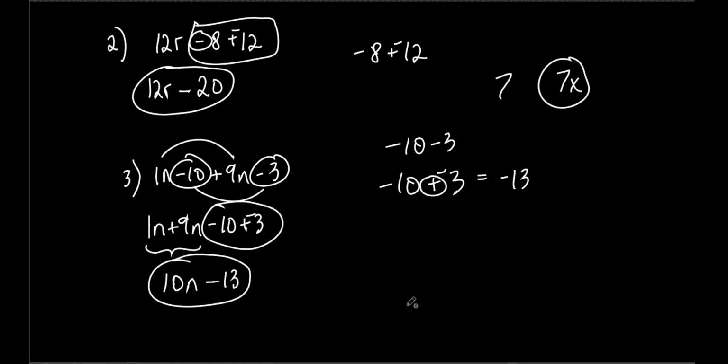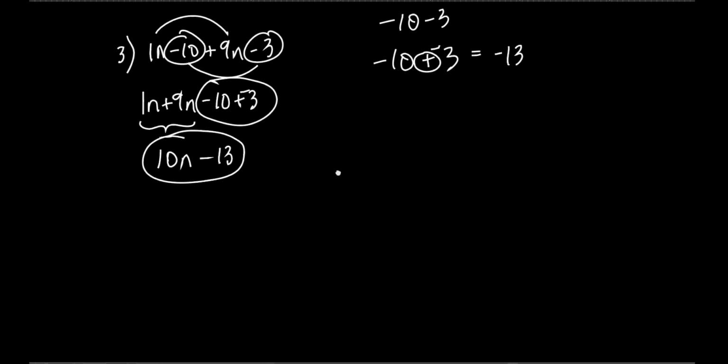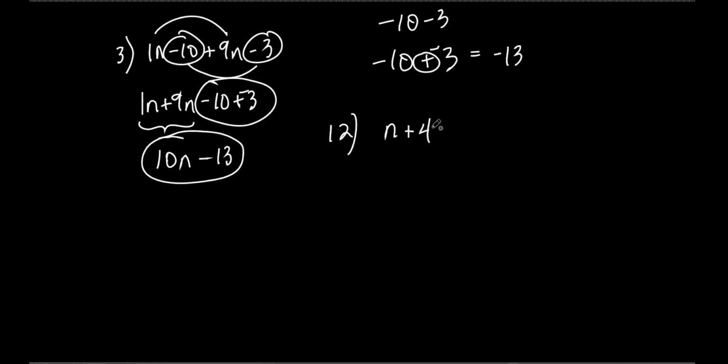Neil, which one? 12? Okay. 12 is kind of the same. It's a little bit trickier than that one we just did. So this is n plus 4 minus 9. Tell you what, I will give you 1 minute, 60 seconds to come up with an answer. Okay, ready? Go.